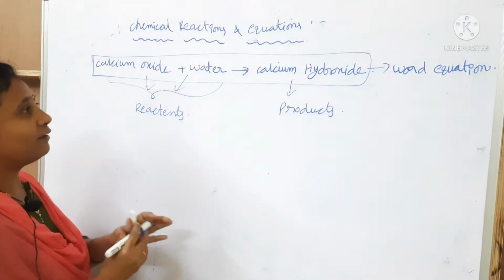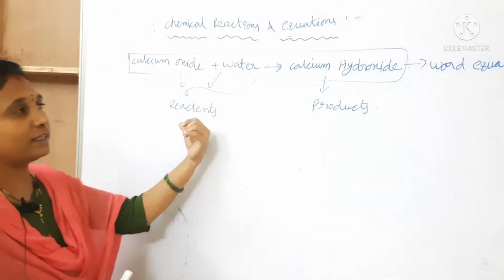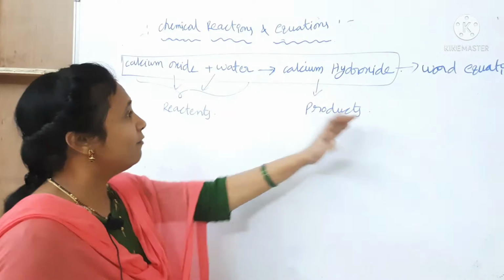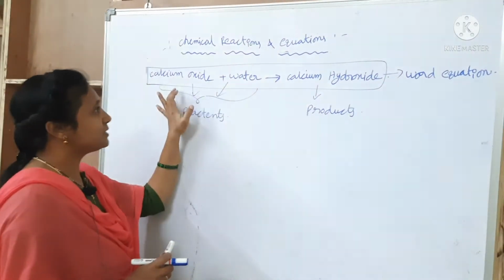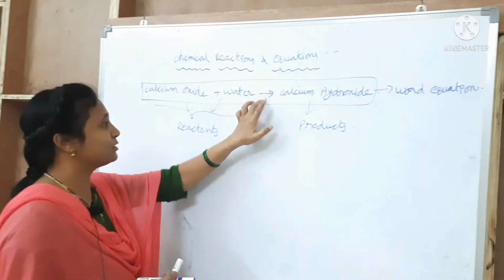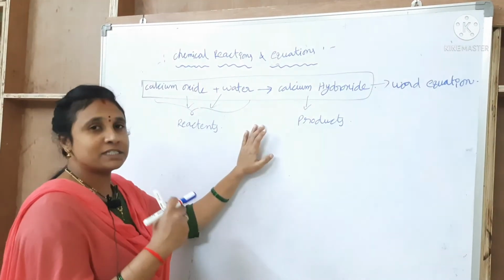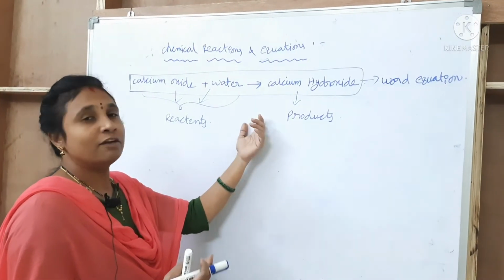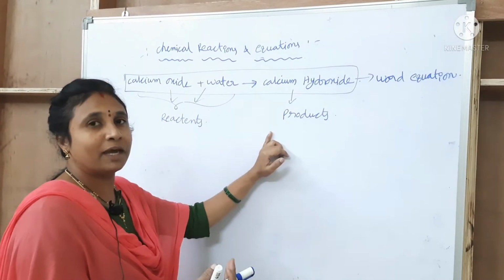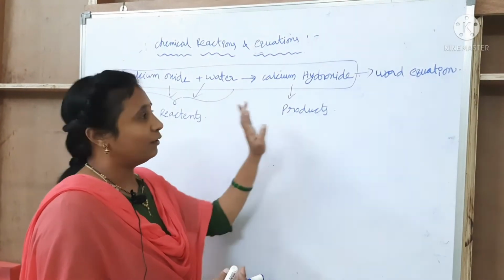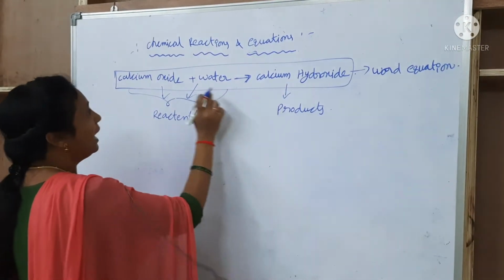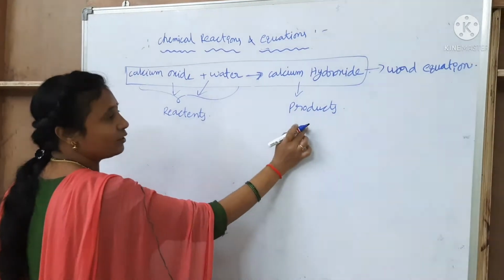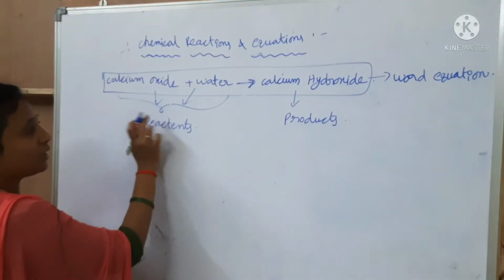In this, the left side of the arrow mark is known as the reactants and the right side of the arrow mark is known as the products. What is the definition of the reactants? What is the definition of the products? The substances which participate in the chemical reaction are known as the reactants. The substances which come out after the chemical reaction are known as the products. The head of the arrow represents the products and the tail represents the reactants.